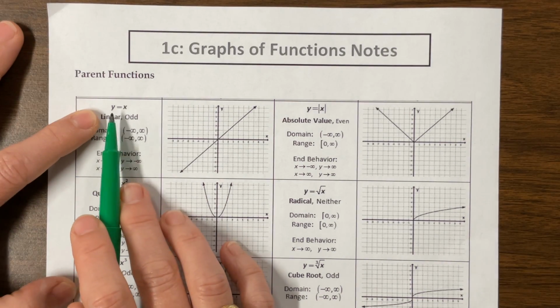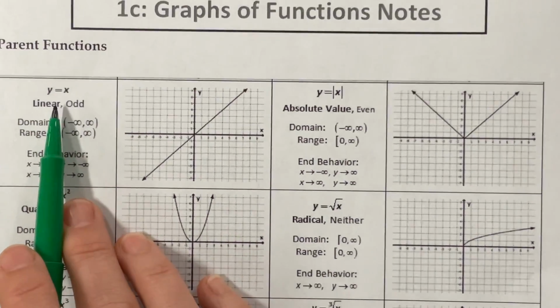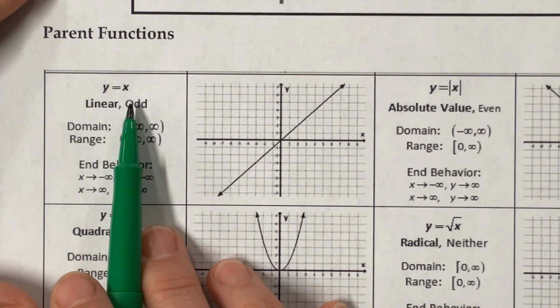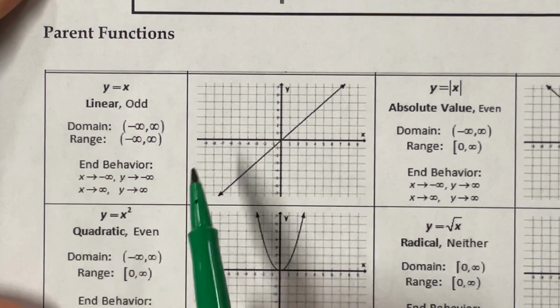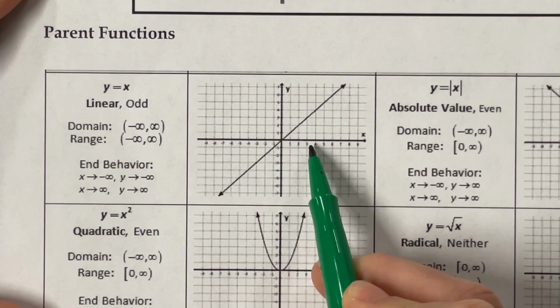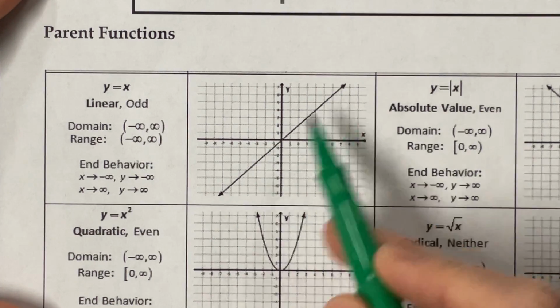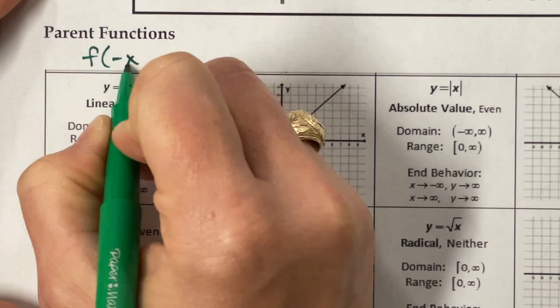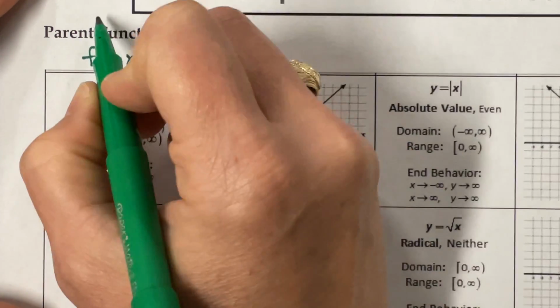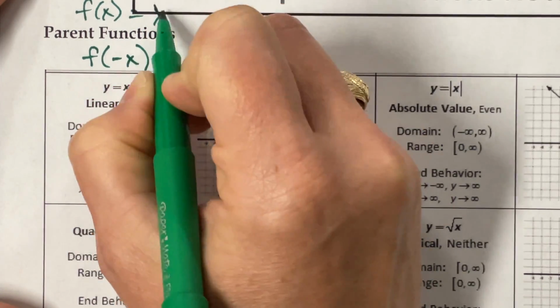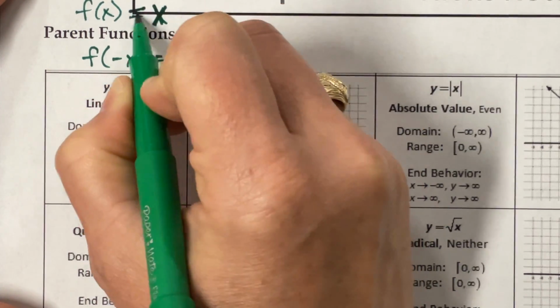Okay, so the first one is a linear function. The linear function y equals x is the parent function. When we have an x equals 1, we have a y equals 1, x equals 7, y equals 7, and so forth. And so notice on this one, if I do f of negative x, so this is saying our original function, f of x, was just equal to x.